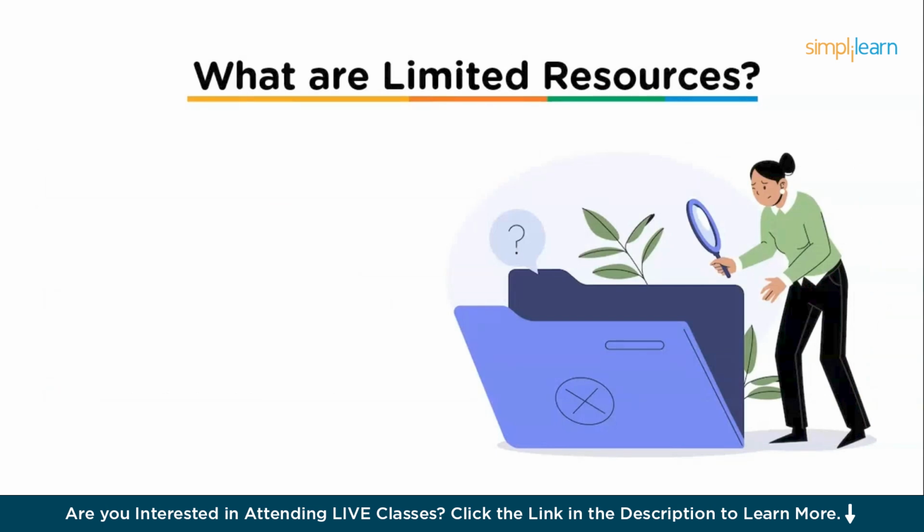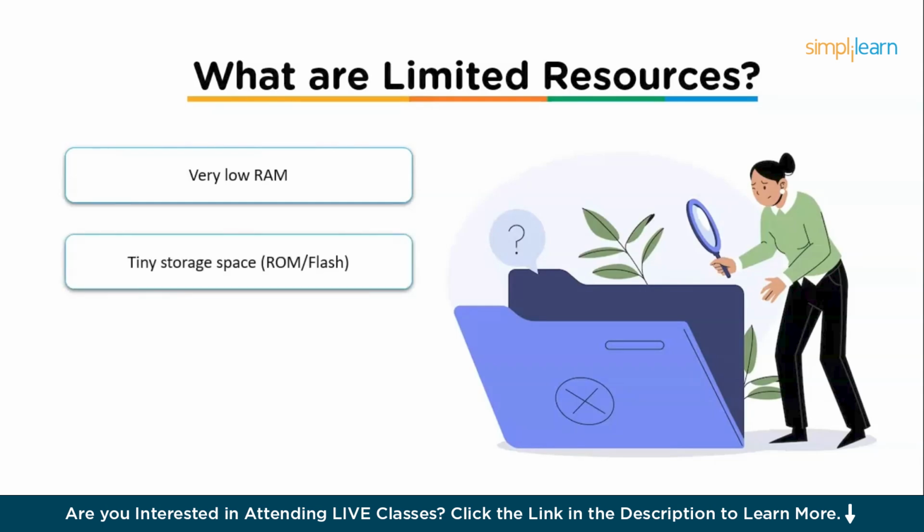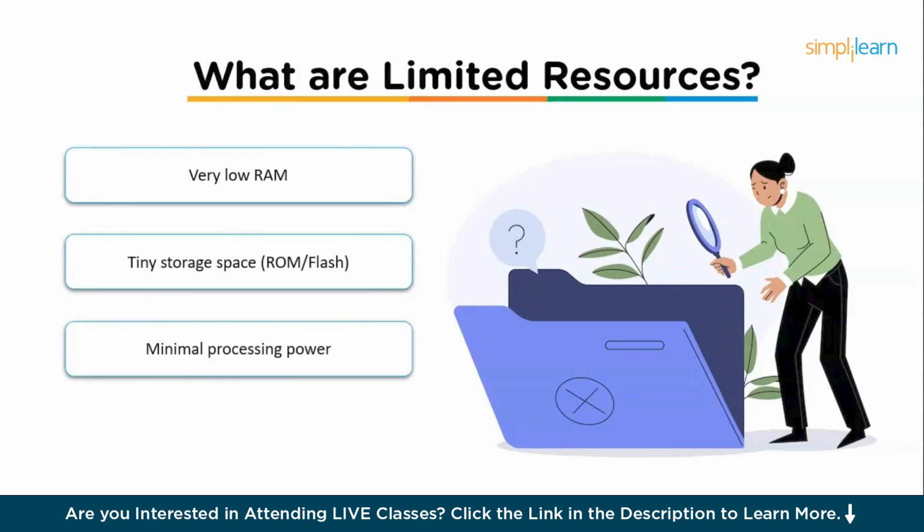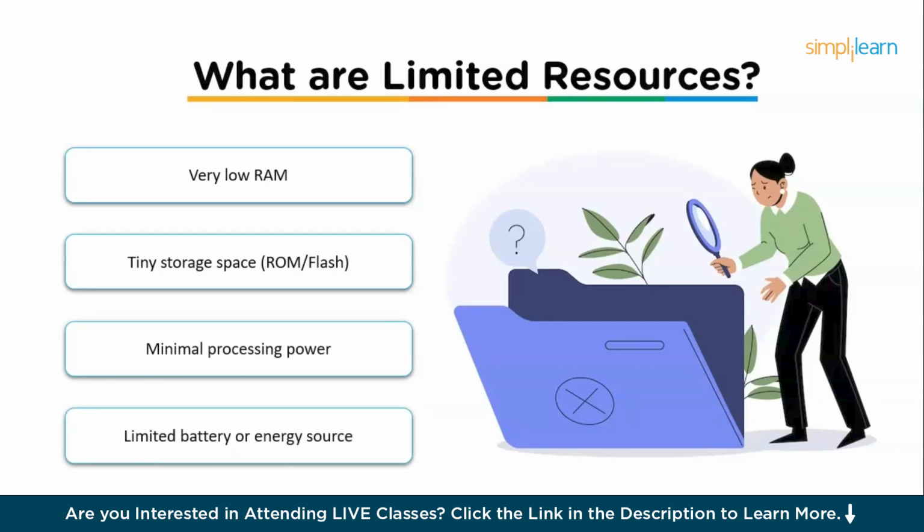Unlike your phone or laptop, embedded systems are built to do more with less. Most embedded devices are small, affordable, and highly specialized. To achieve this, they are built with very limited resources. This includes very little RAM. Then we have tiny storage space, that is, ROM or flash. Then we have minimal processing power, and finally a limited battery or energy source. Now why is it like that? Because they must be cheap, compact, and energy efficient.